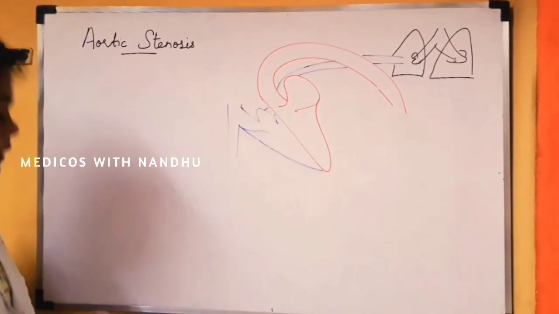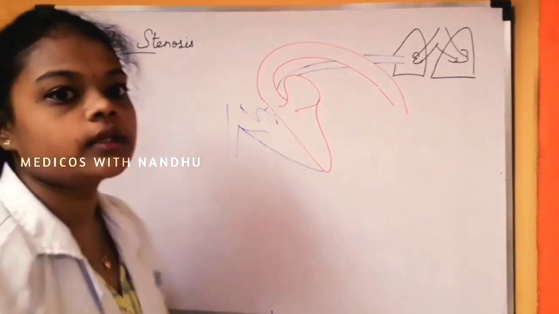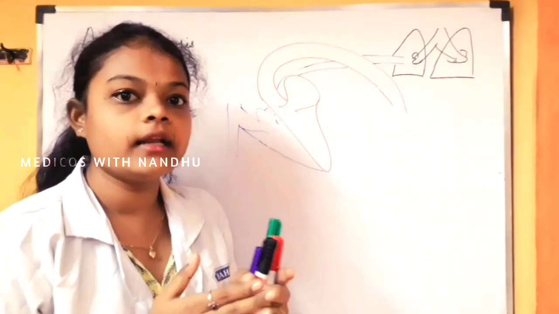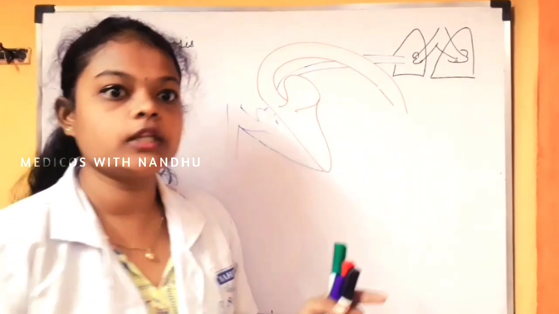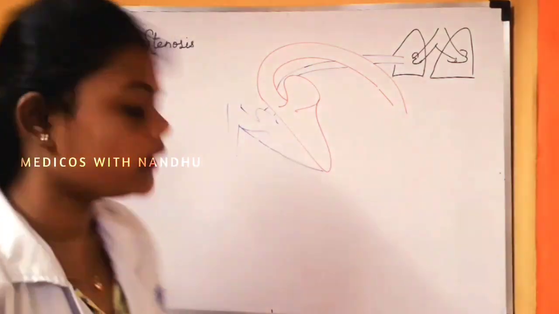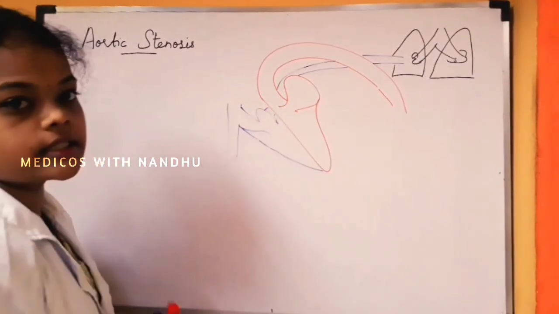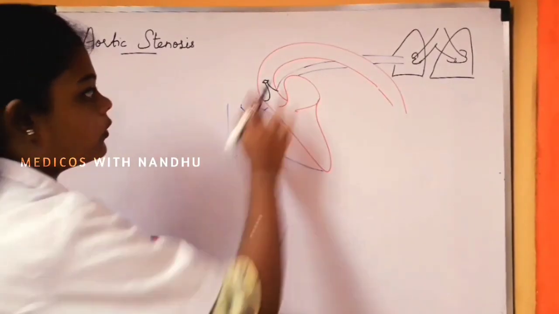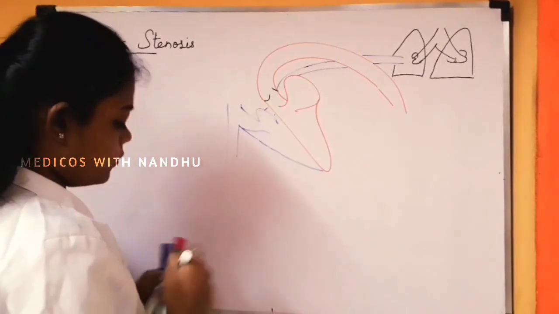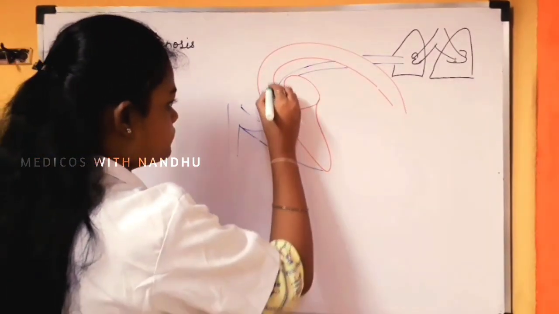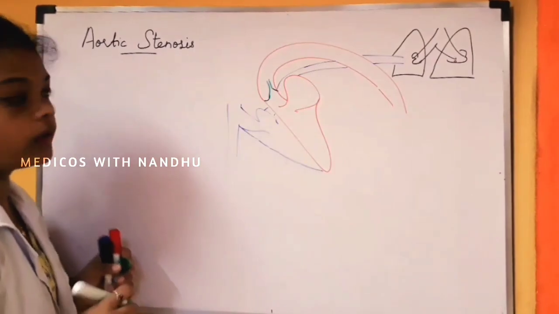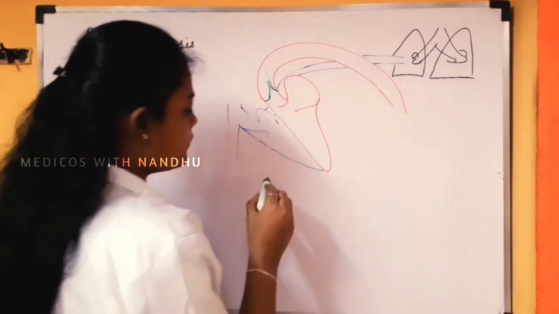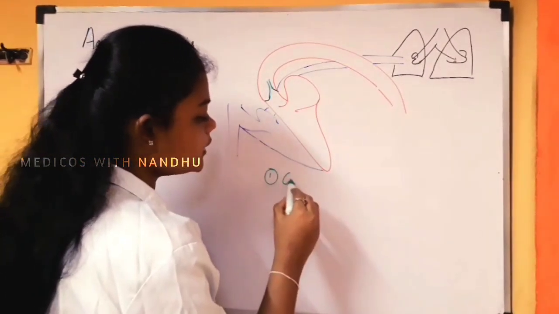Okay, so what happens here? Aortic stenosis. Stenosis is nothing but a fused, thickened or narrowed valve, which obstructs the normal blood flow. Now here the aortic valve is one of the output valves, and the valve becomes narrowed like this.